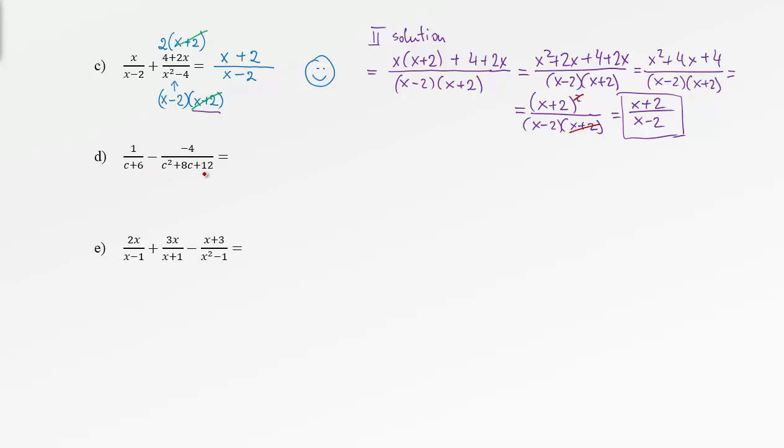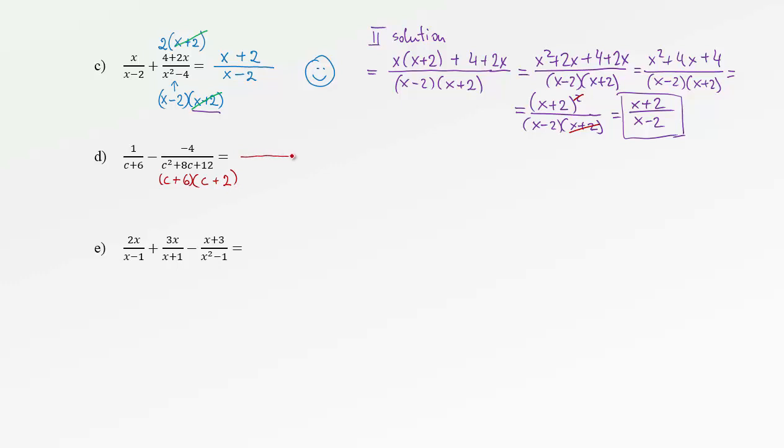Let's see the next example. Here, we definitely can't reduce anything, so we have to use the lowest common denominator. And in preparation for finding the lowest common denominator, let's factor this denominator. We'll have c here and c there. The product 12, the sum 8. 2 times 6 would work because 2 plus 6 is 8. So c plus 6 and c plus 2.